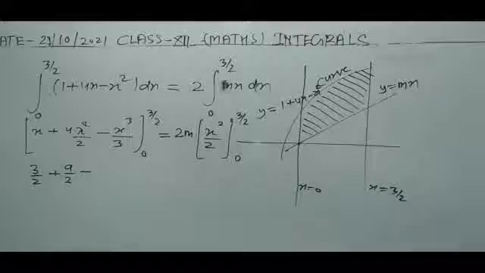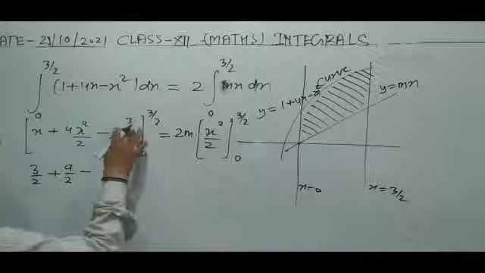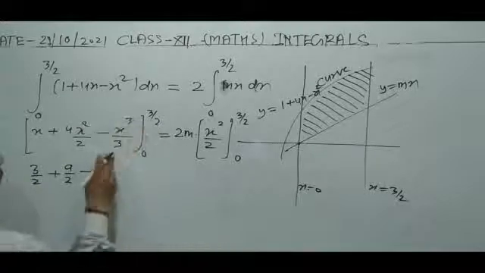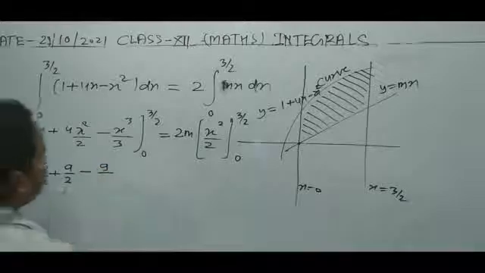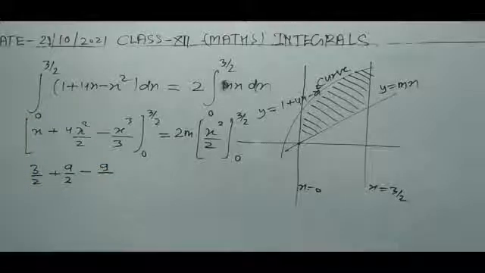8. 3 eights are 24, so 27 by 24, which you can write with 4 and 12. This result is 3 by 2, so 27 by 8, and 27 by 8 means 9 by 8, since 3 eights are 24. So the result will be 9 by 8.